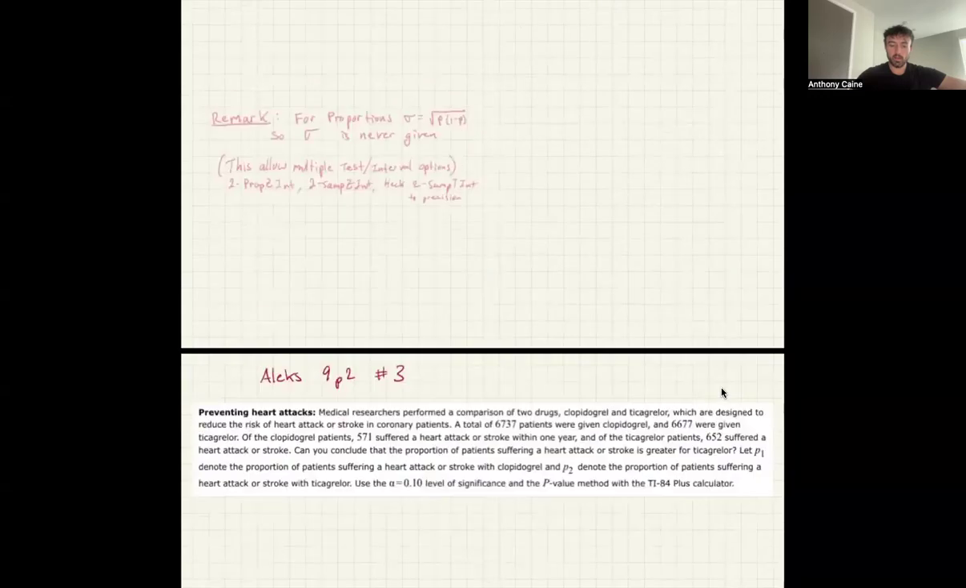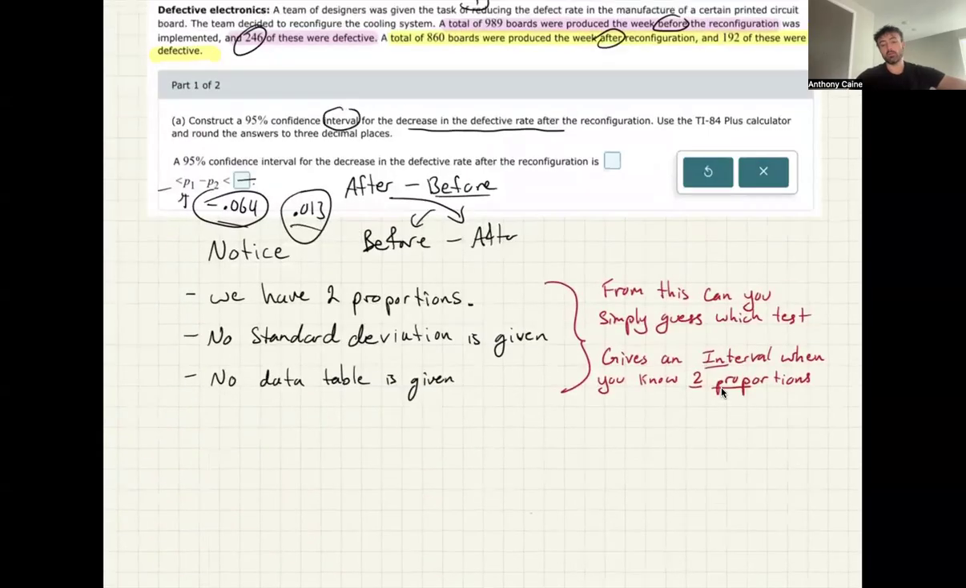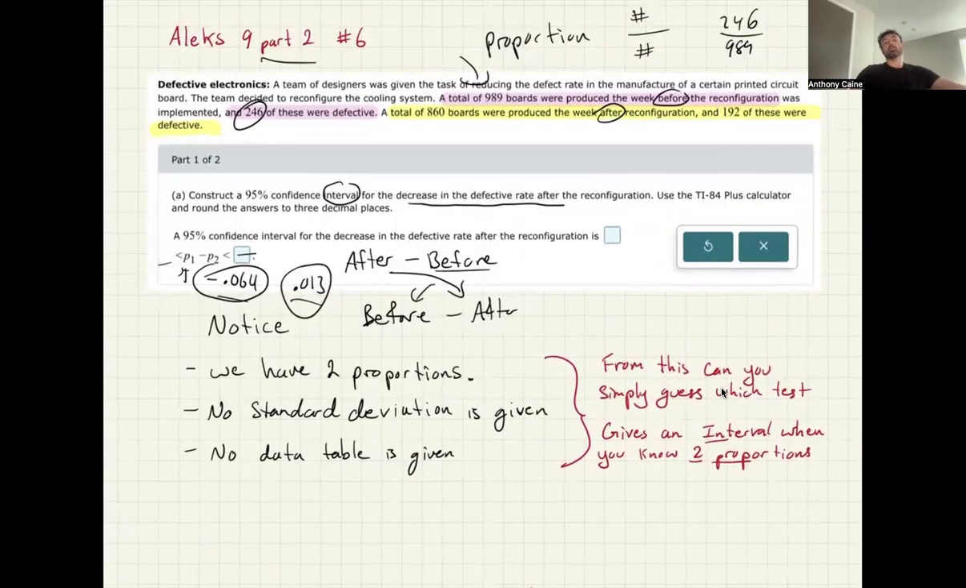That's that kind of stuff. What did I say here? Oh, sure. There's just a little remark. So notice with these type of proportion problems, okay? So we have two proportions. I want that to be clear. That's like the dead giveaway in my mind, but it doesn't say the word proportion. Maybe it's not so clear to you. We have proportions. What are some other things you can look at?